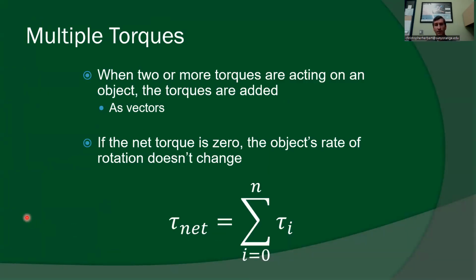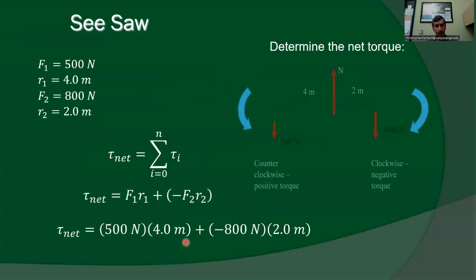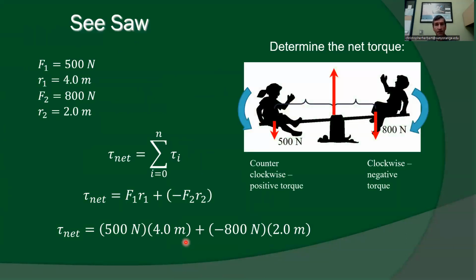Now, when we deal with multiple torques, we simply do the same thing that we did with multiple forces. The net force on a body is equal to its mass times its acceleration. The net torque on a body is going to, by Newton's second law, be equal to the moment of inertia times the angular acceleration. So in dealing with some system, let's say that we're dealing with, for instance, a seesaw here, two children on a seesaw. What is the net torque on the system?